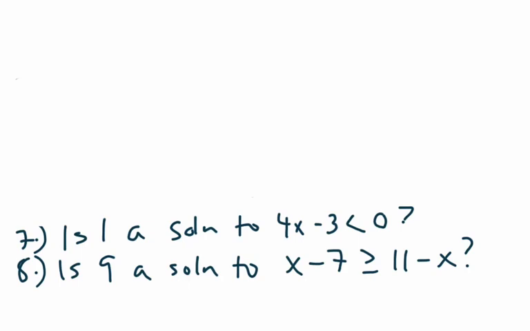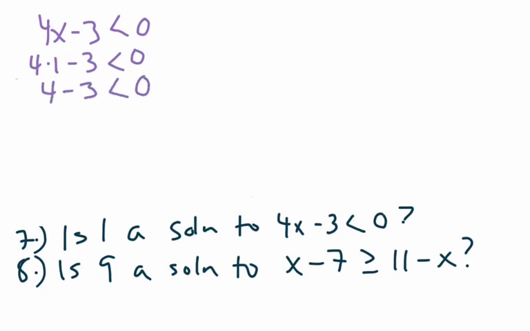Is 1 a solution to 4x minus 3 is less than 0? So we go ahead and plug in the 1. And we get 4 times 1 is 4. 4 minus 3 is 1. And remember the way we read it, it's saying that the smaller number is on the left, bigger is on the right. So 1 is less than 0, which is false. So no, that is not a solution.